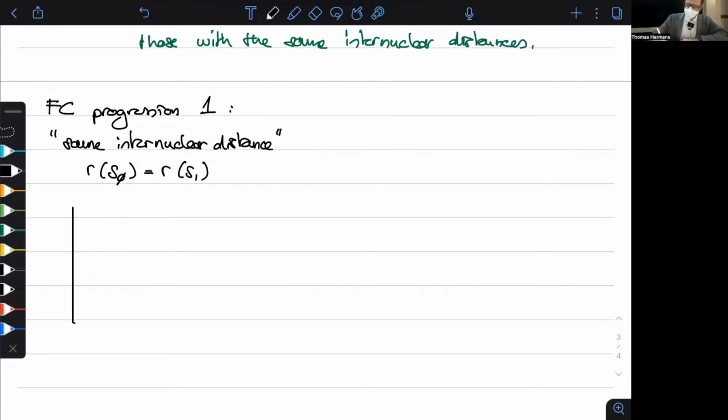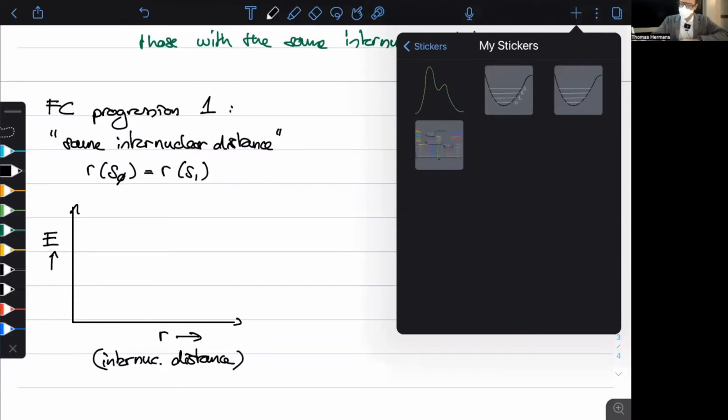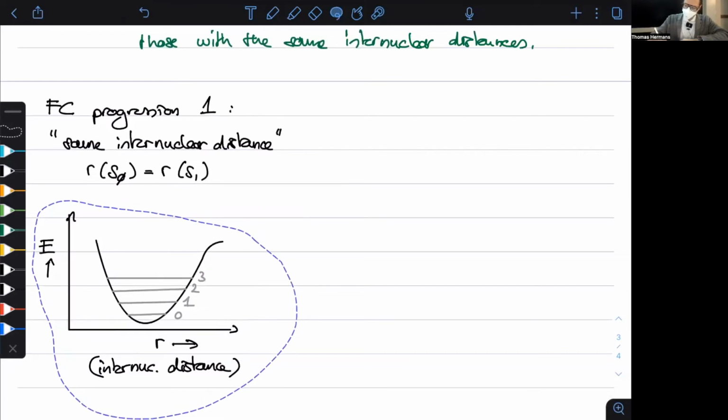Okay, so we're going to draw energy versus R. R is the internuclear distance, the distance between two nuclei. And here we plot energy. And I think I have my cheat sheet again. Sorry, I'm cheating again, but otherwise this class will take 3 hours.